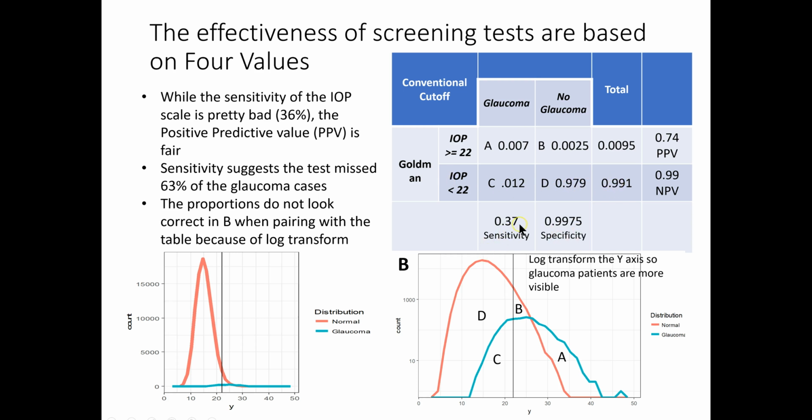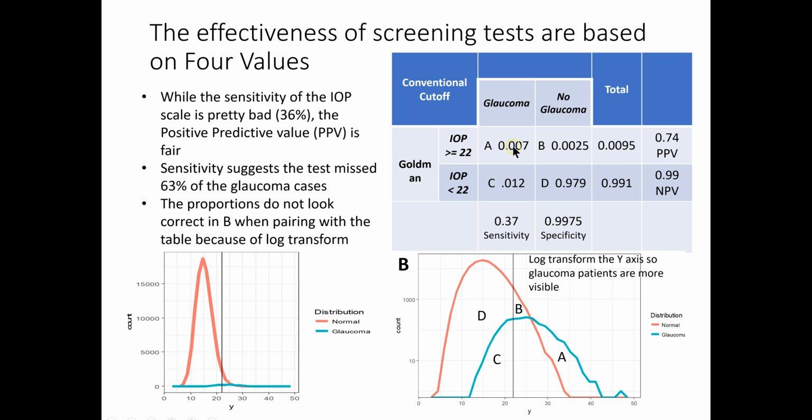Now, you will see in the literature sensitivity and specificity, and sometimes you'll see positive predictive and negative predictive values. So sensitivity is a good number for understanding the quality of the test, but it's a bad number for you as a clinician because this is the proportion of people that actually had glaucoma and passed your test.